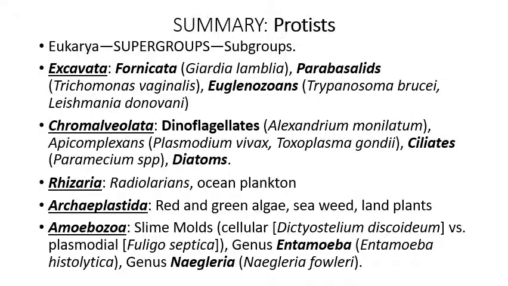All right, so just to summarize, we learned about five different supergroups of protists that are placed in between the domains and the kingdoms and the phyla. The supergroups are the excavata, the chromalveolata, the rhizaria, the archaeplastida, and the amoebozoa. And then we learned about subgroups within them, such as the fornicata, the parabasalids, and the euglenozoans. We learned specific examples of each, and we learned the diseases that they cause. And those things could all be on multiple choice tests in the next few weeks. Right. So good luck studying.